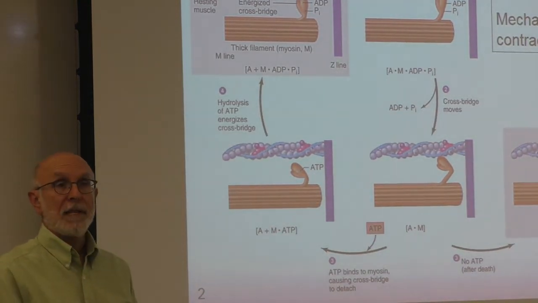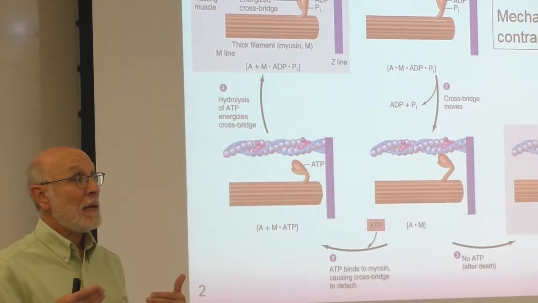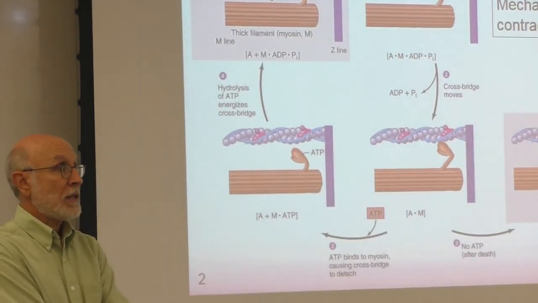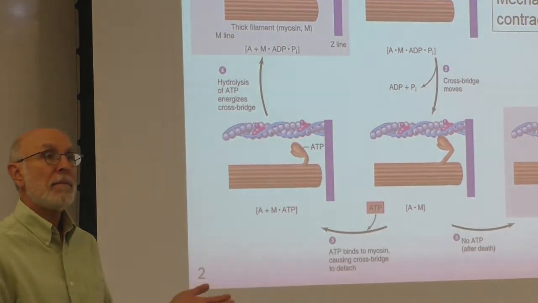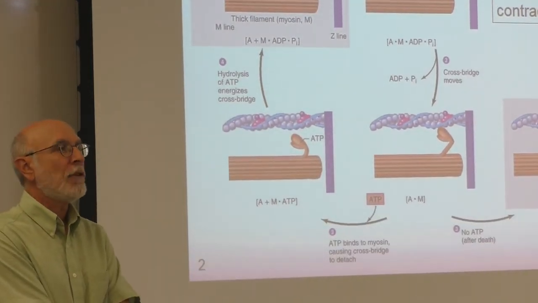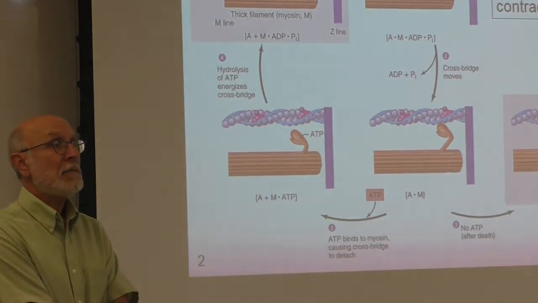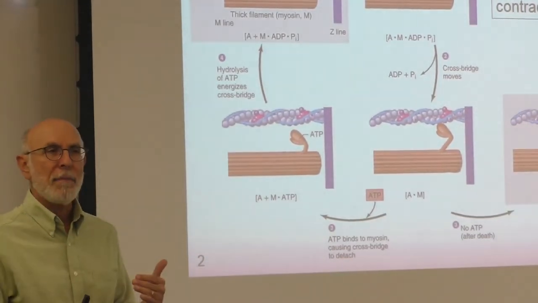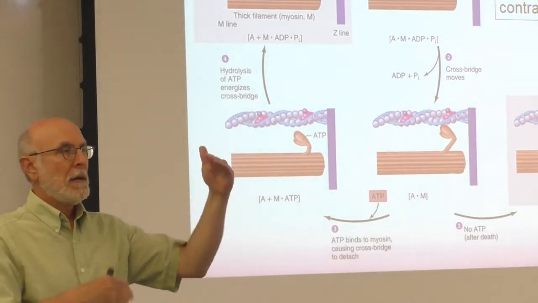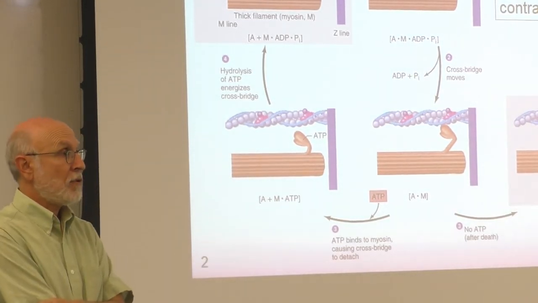The trigger is calcium. Calcium grades the strength of contraction. Calcium changes are almost never all or none. Calcium changes are graded. By graded, I mean small, medium, large. It's a continuum of calcium concentration.